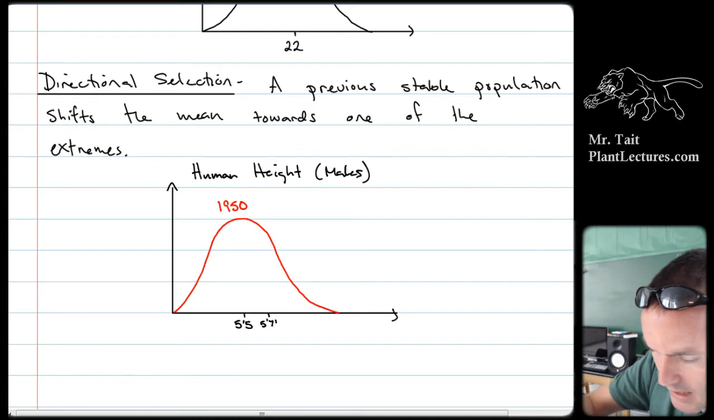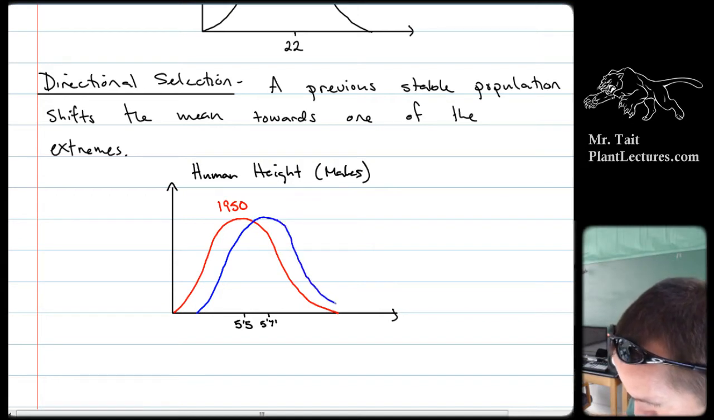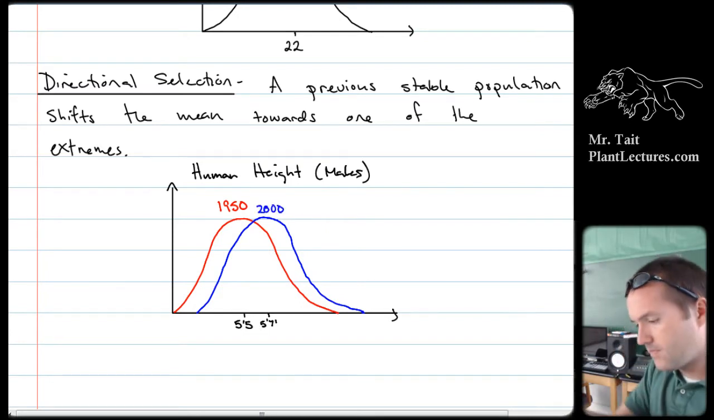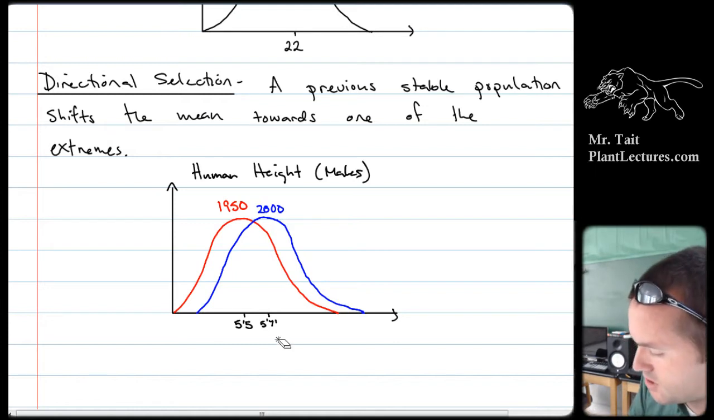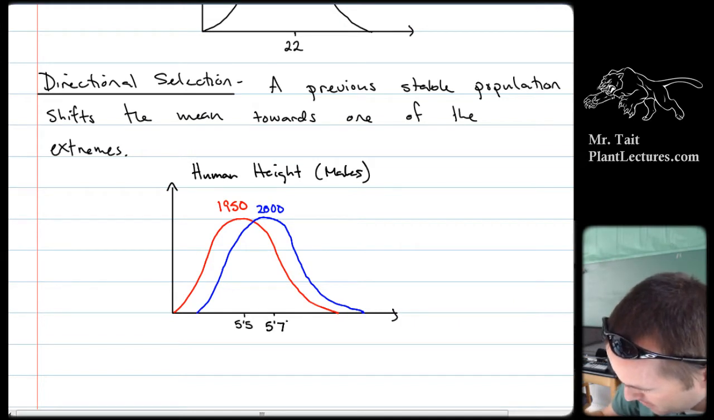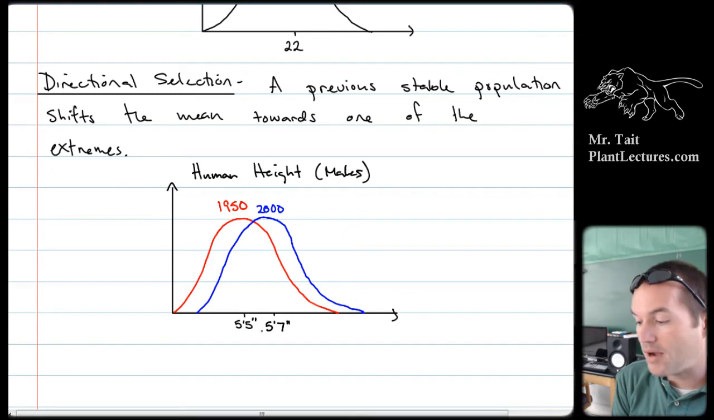Okay, and then in the year 2000, you have a shift so that now the mean is at 5'7" or something like that. Okay, I don't actually know if those are the correct means, but they're close enough. Yeah. Why would natural selection have made males taller? It probably didn't. It was probably sexual selection.